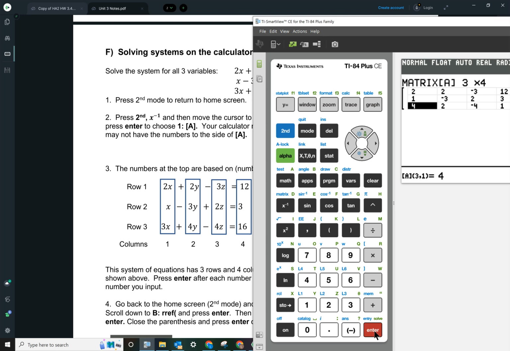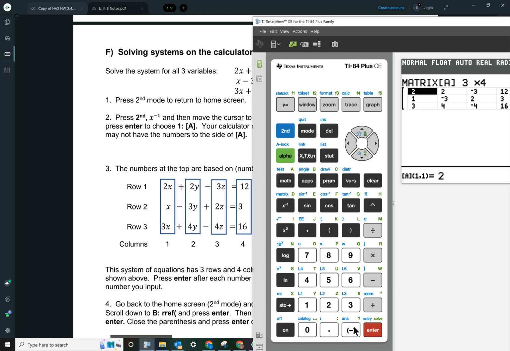And then again, when you press enter, it'll enter that 3, and the cursor will jump down to the next row. So now I'm going to put in the numbers for the last row, so 3 and 4: 3, enter, 4, enter. You always have to press enter. And then -4, enter, and then the last number is 16. And again, don't forget, this is probably the biggest mistake I see. After that last number, you have to press enter so that the last number in the matrix actually turns to a 16. So now I have my matrix set up.